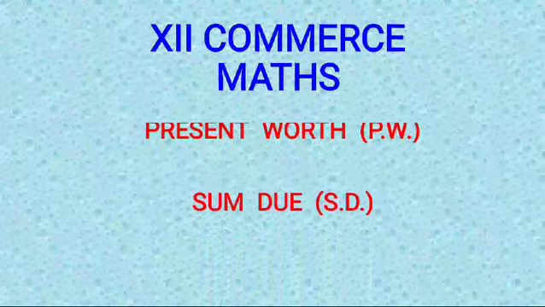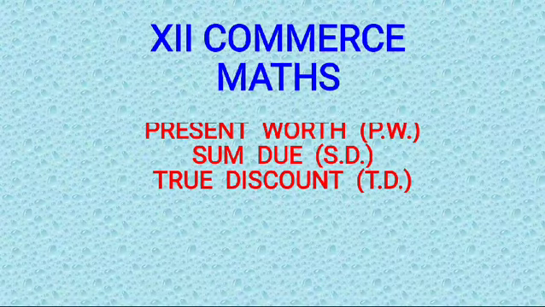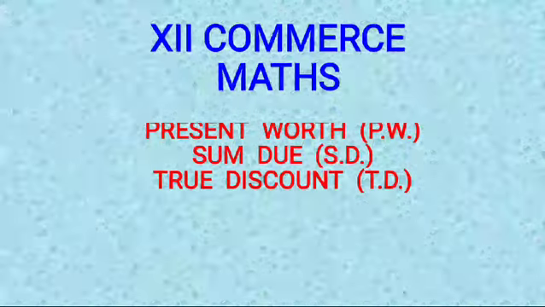So today we will discuss some terms from 12th Commerce, paper 2, from the first chapter. The subtopic is discounting a bill. In discounting a bill, we will mainly discuss the terms present worth, sum due, and true discount. Okay, and we will discuss this using one example. So let us begin our session.